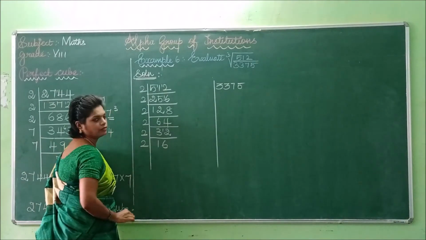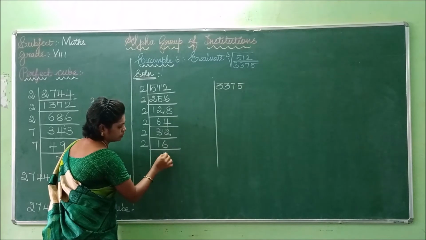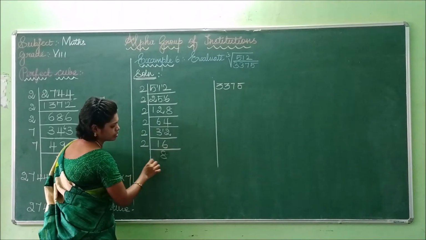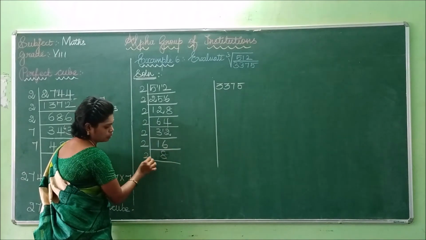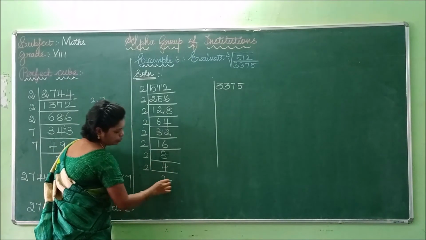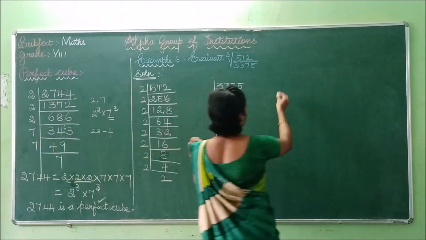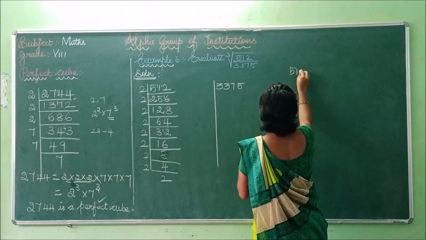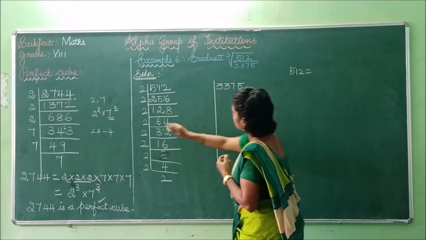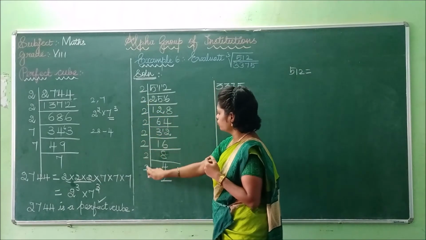Then again divide it with the 2 table. So 2 table means 8 times. Then 8 comes in the 2 table as 4 times. 4 comes in the 2 table as 2 times. So how can you write this 512? So this 512 can be represented as 2 into 2 into 2 into 2 into 2.